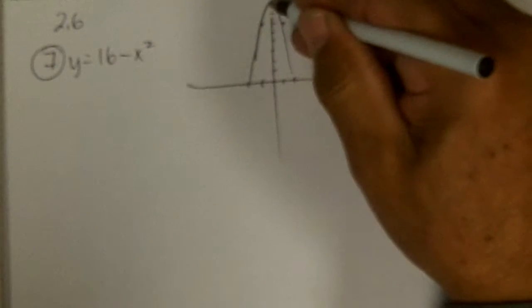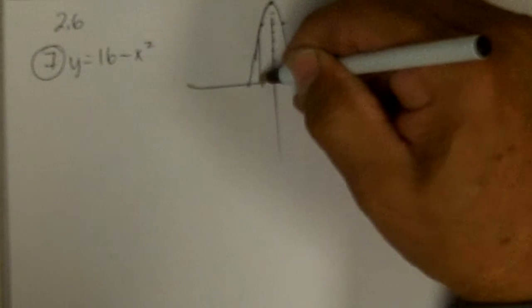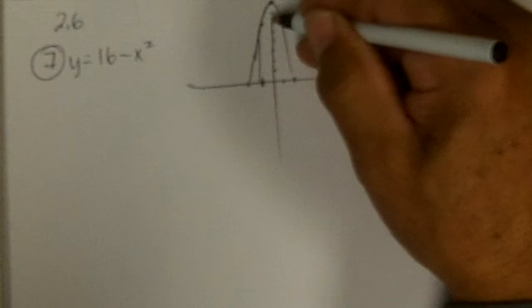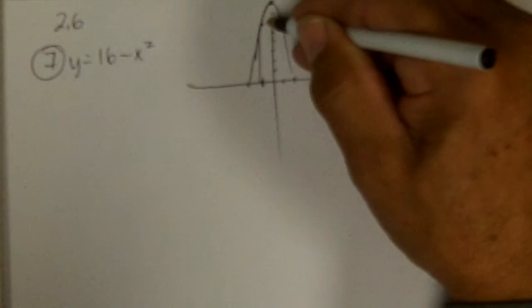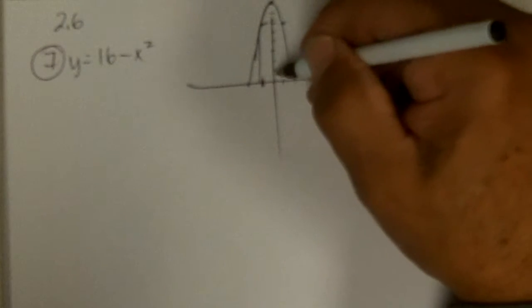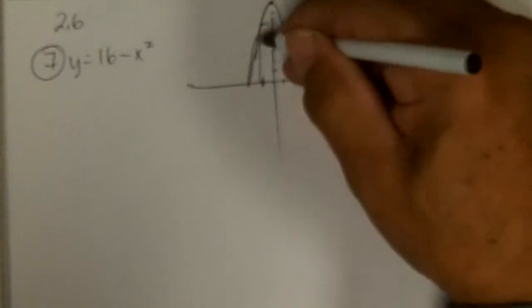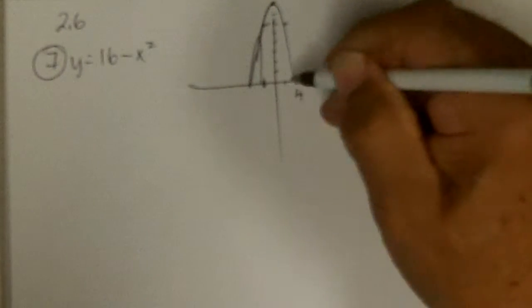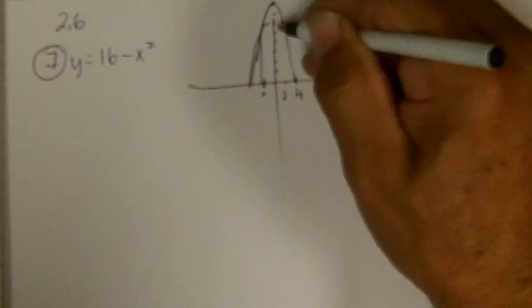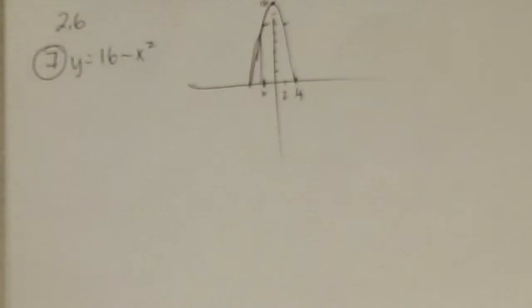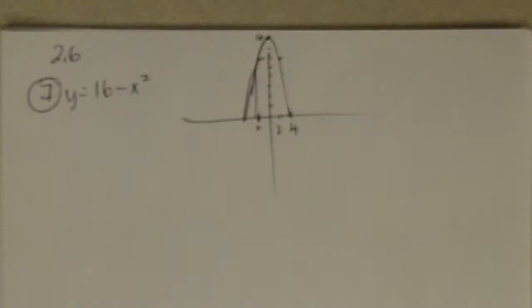Over 2, and over 4, which would be right here. If I go over 1, it's down over 2. I did 2, 4, 6, 8. So 4 here, right there. There's 4. There's 2. There's 2. There's 16. So that's what it looks like.